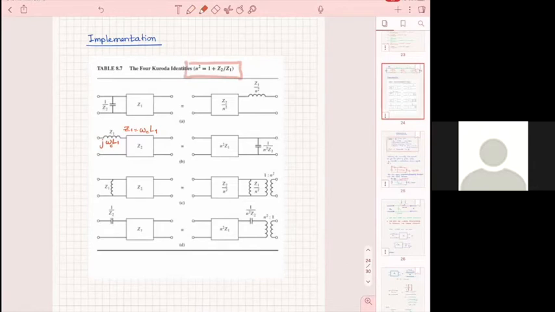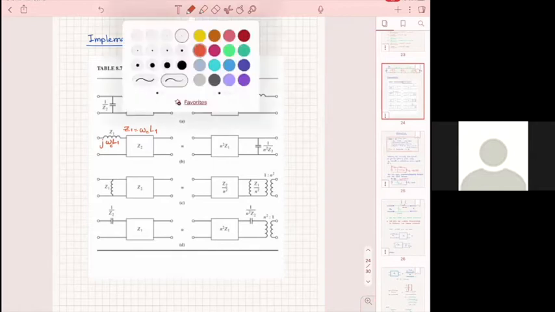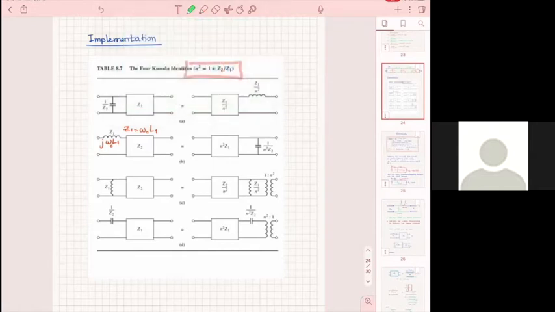So Z1 is without the j. And how much will Z2 be above in the capacitor case? How much is Z2 here? Omega C. Exactly, omega sub C, C, okay?